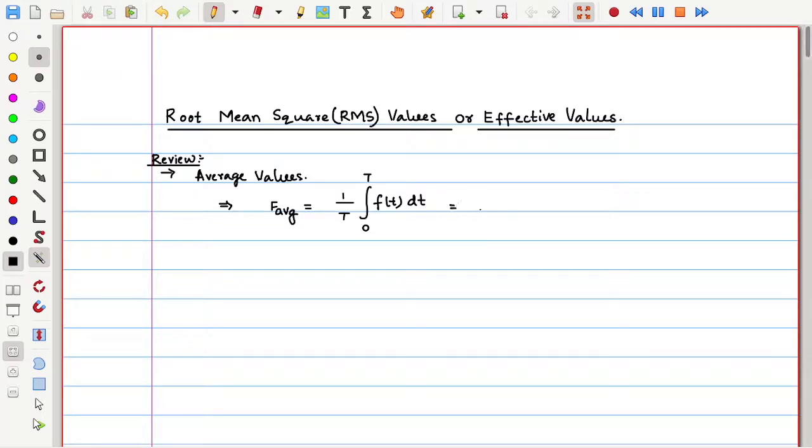And this can also be stated a little differently: the integral of a function gives the area under the function, so it can be written as the area under f of t divided by the time period. So either principle you can utilize. Basically both are the same, but here we interpret this integration as the area under f of t. Okay?